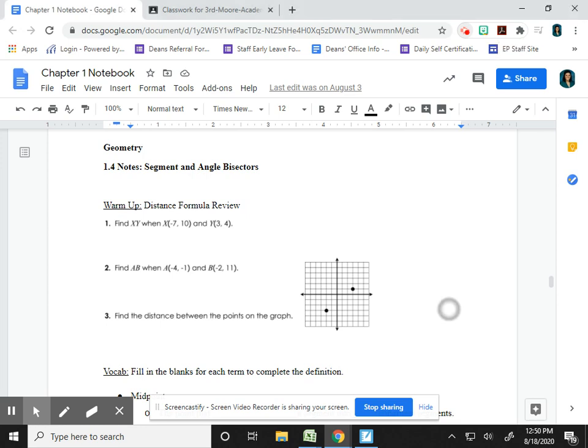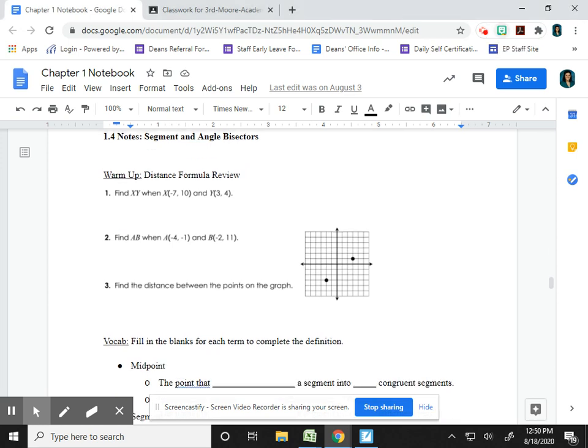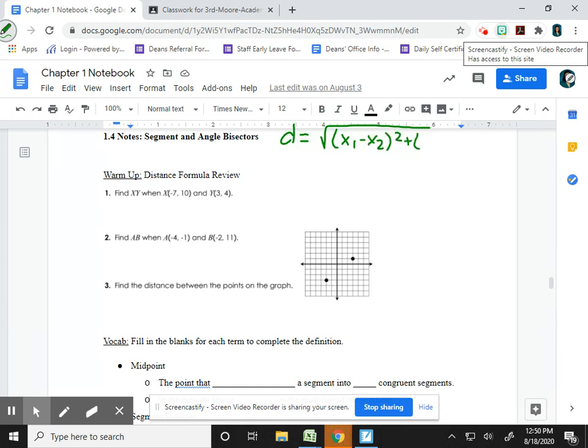Segment and angle bisectors. We're going to start off with a warm-up with the distance formula. Remember that the distance formula, you may want to write it, is the square root of (x1 minus x2) squared plus (y1 minus y2) squared. Okay, so we're going to start with these points.